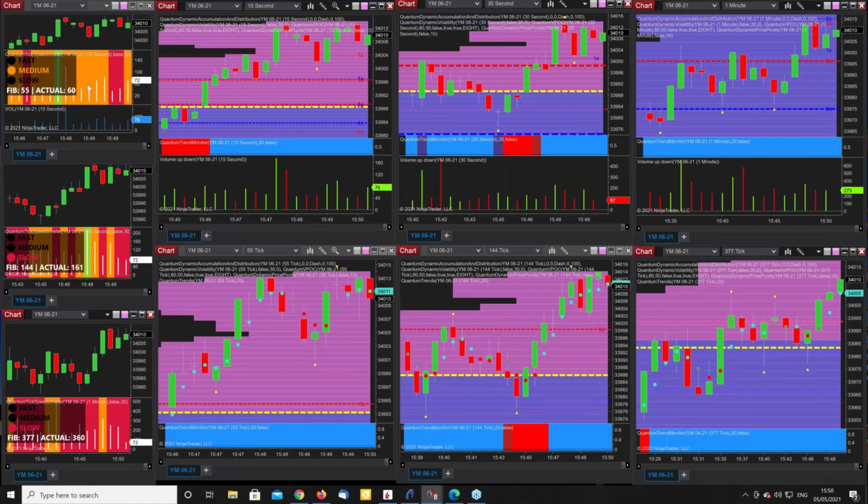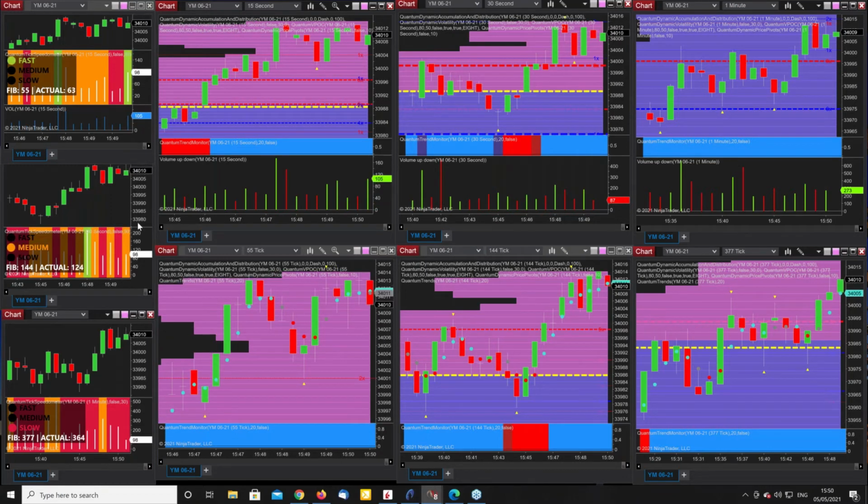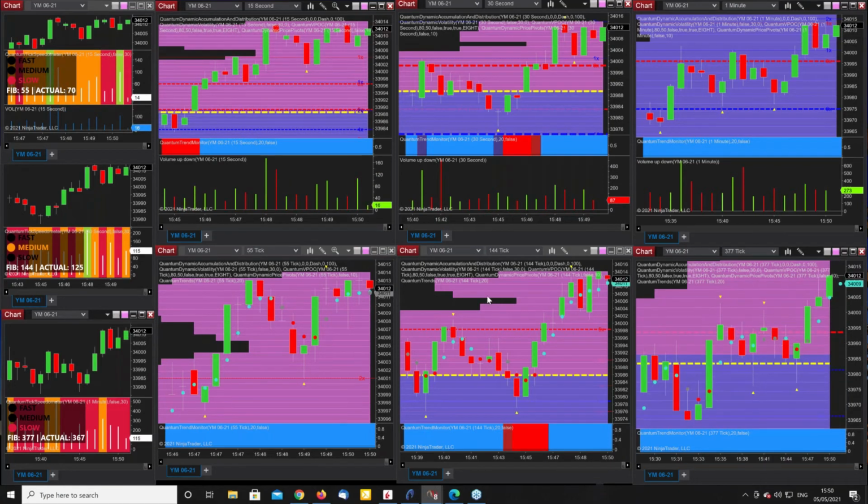We want to see it pick up, move to orange. We want to see the 15-second move to orange, 30 in the minute. We want to have all 3 in orange or some spikes in green. Otherwise, we're going to carry on with this sideways price action.